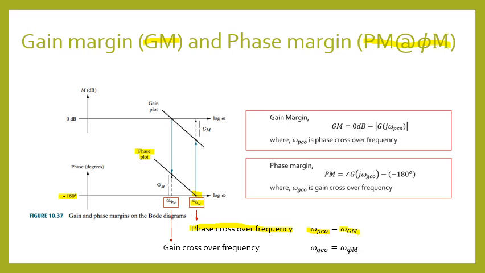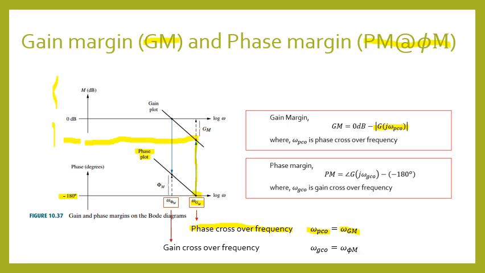To calculate the gain margin at that frequency, go to the magnitude plot and read the magnitude value at that particular frequency. And the value that you obtain at that frequency, substitute into the gain margin formula. So the gain margin formula is GM equals 0 minus magnitude at omega PCO. If you get a value below the 0 dB line, then you should get your gain margin to be positive, and if you get a value above the 0 dB line, you will get negative gain margin.